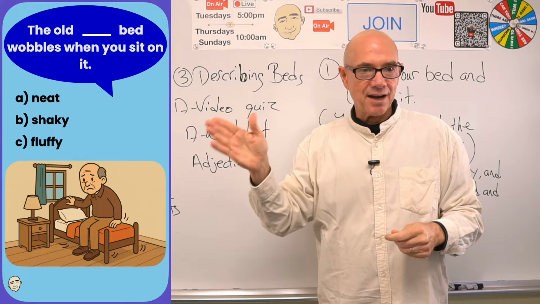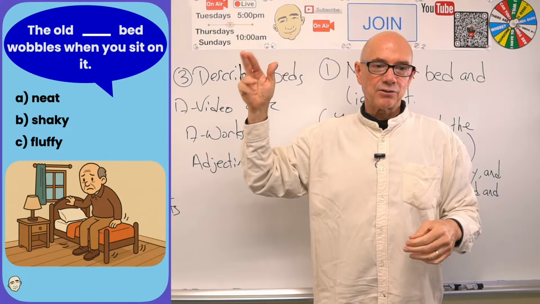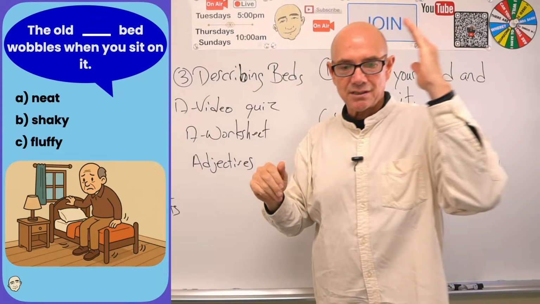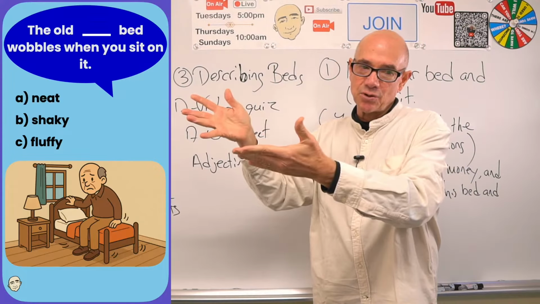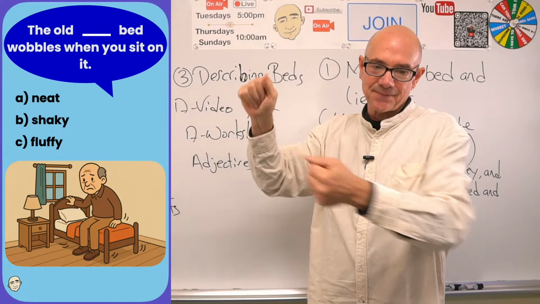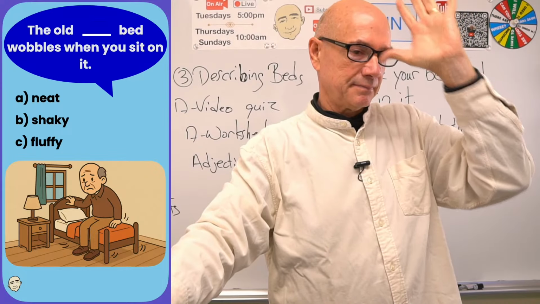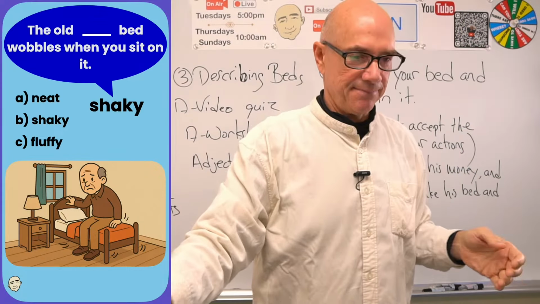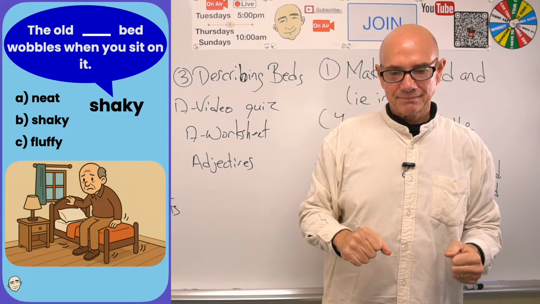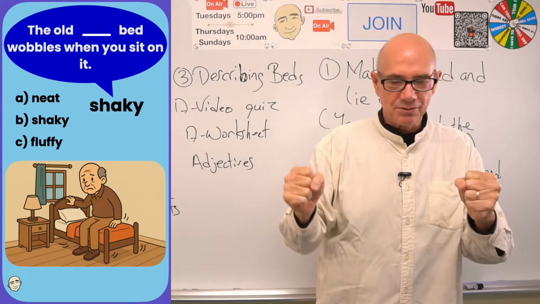Yeah, those work great. The old unstable bed wobbles, the old creaky bed wobbles. Those are all good. Those all can work. But if we have a choice, or if we have to choose one of these, right? And you got it. Yeah, shaky. So shaky means it moves. Like an earthquake shakes. Whoa.